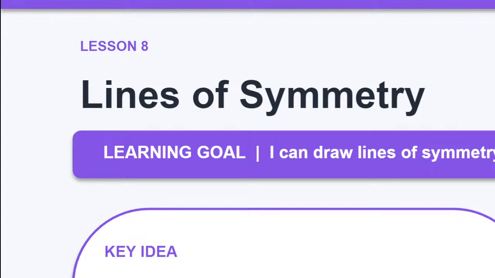Lesson 8, lines of symmetry. Learning goal: I can draw lines of symmetry that divide regular polygons into congruent parts. Key idea: a line of symmetry divides a figure into two matching halves. If the figure is folded along the line, the halves coincide.